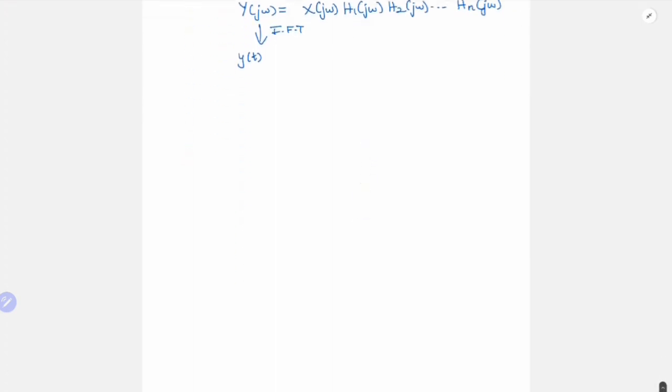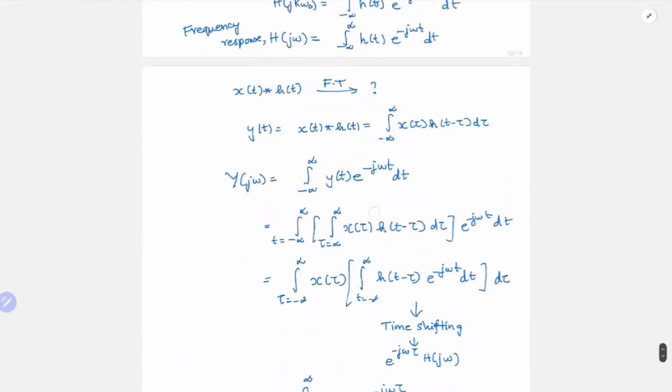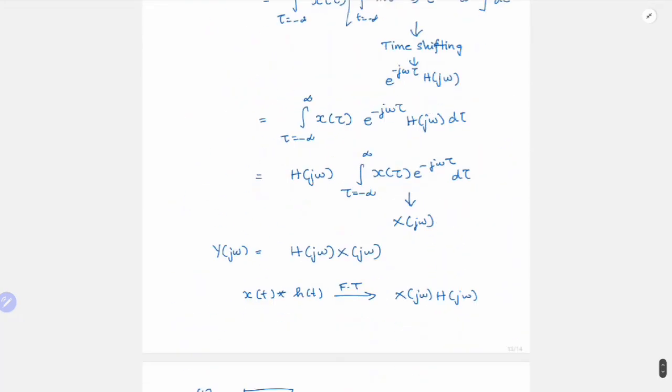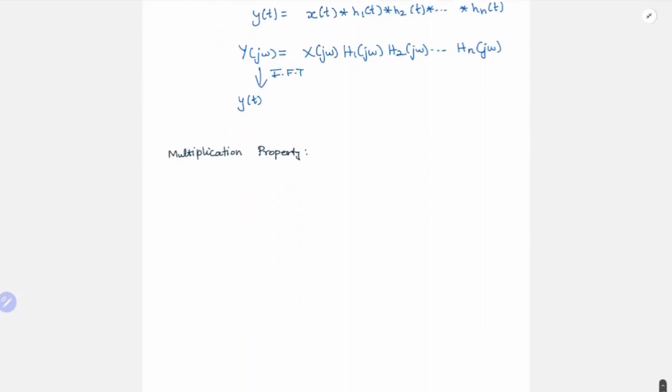Next, we'll see the duality property of this, which is nothing but the multiplication property. By duality, here we have convolution in the time domain, so we had multiplication in the frequency domain, right? If we had the opposite, if we had multiplication in the time domain, then by duality we can expect convolution in the frequency domain. Yes, that's right.